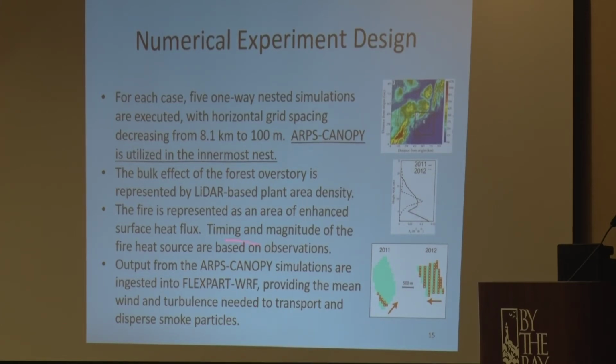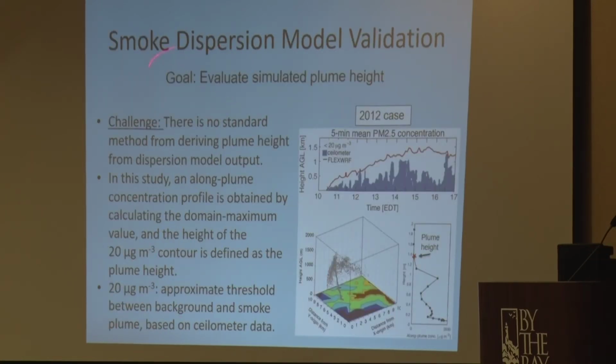And the output from the ARPS canopy simulations is ingested into FLEXPART-WRF, and it moves those particles around. You have the mean, you have the turbulent wind, and that's moving those particles around, and we're actually resolving the smoke dispersion both within and above the forest canopy. So the first thing I want to talk about is the model validation. How do we validate the model?